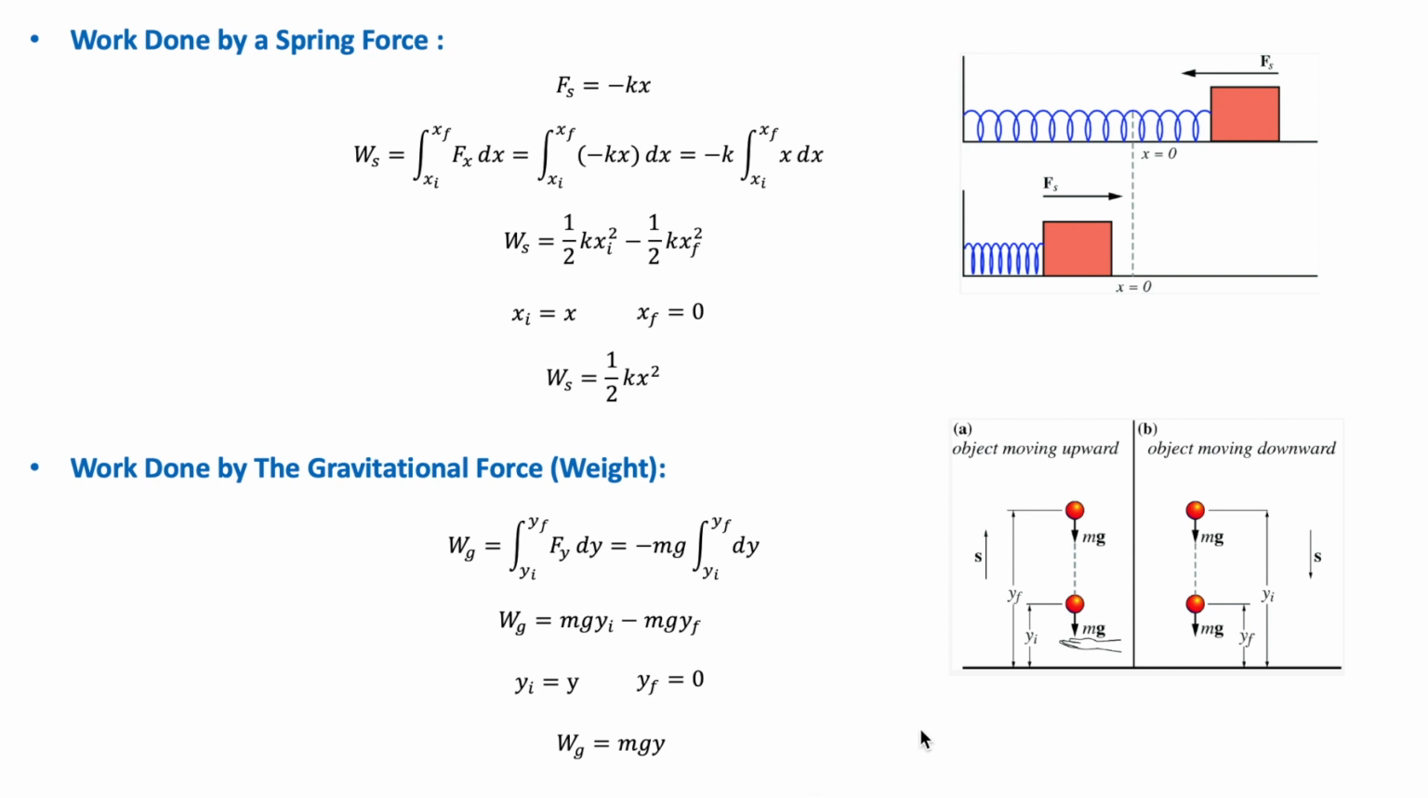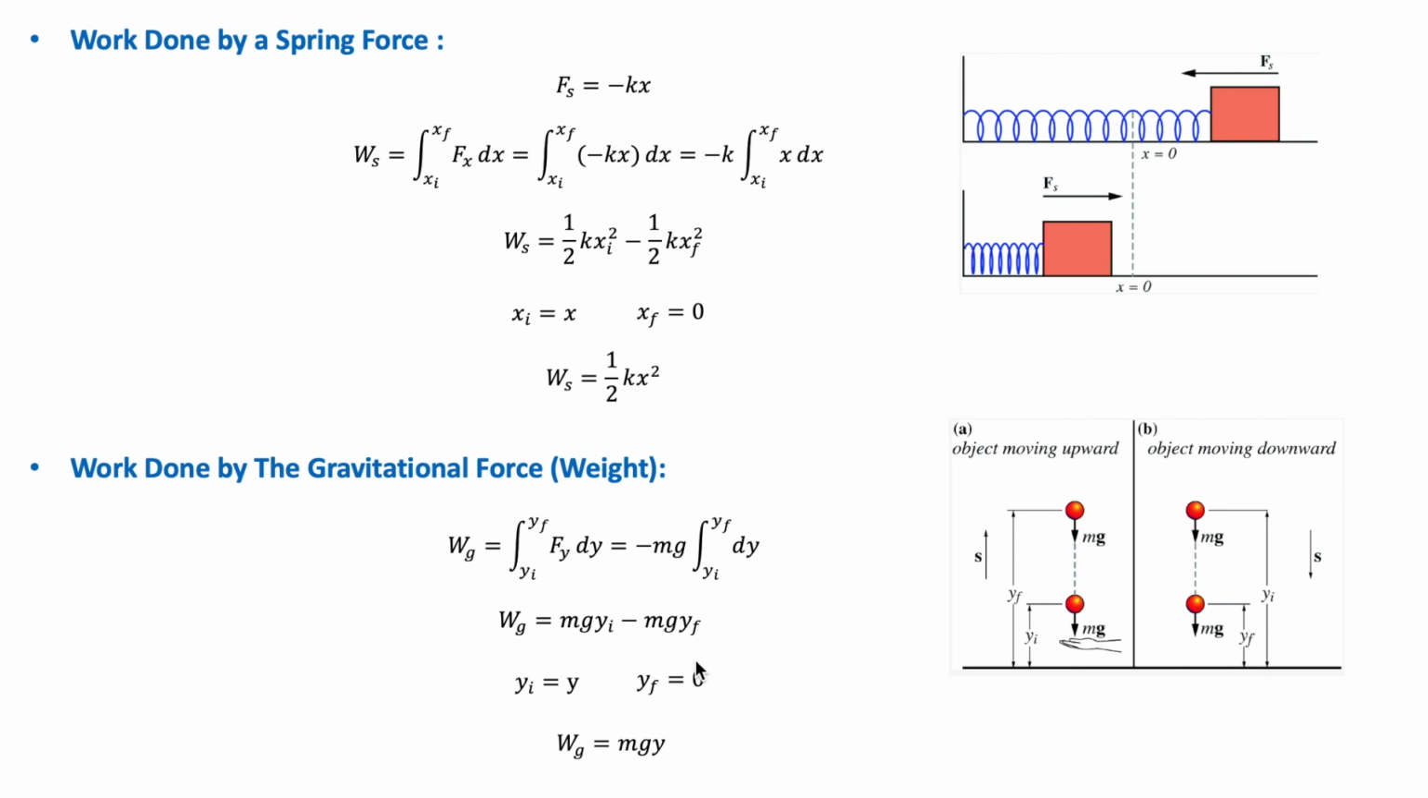mg. So if we take the y-axis along the line of motion positive upwards and y equals 0 at the Earth's surface, then the work done by the gravitational force is equal to the integration of Fy dy, and Fy is constant, so we can put it out of the integral, and this gives the work done by the gravitational force is equal to mg y initial minus mg y final. And if y initial is equal to y and y final is 0, we may write it as mgy, okay?